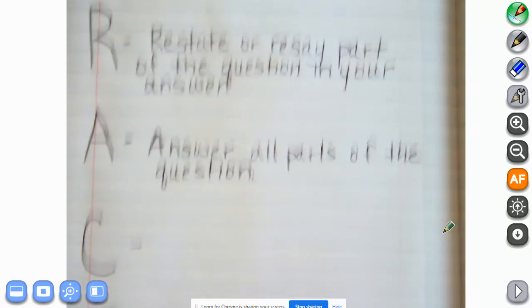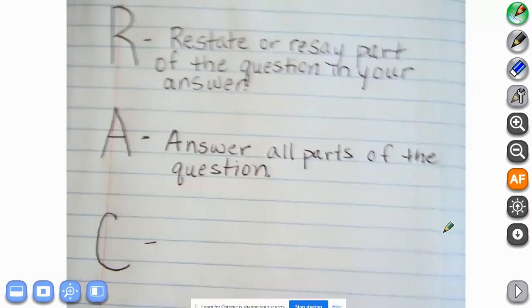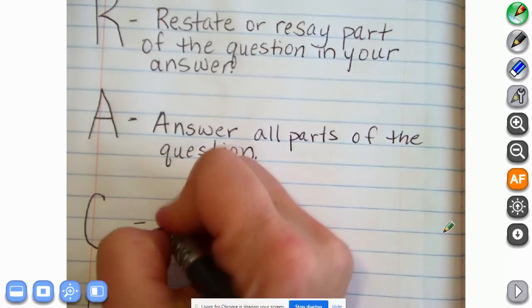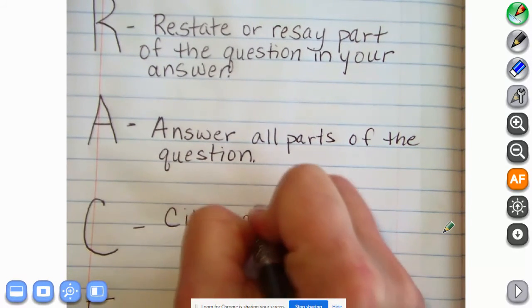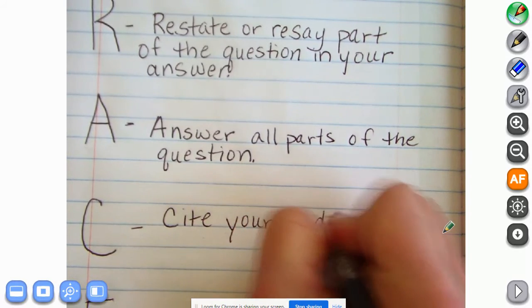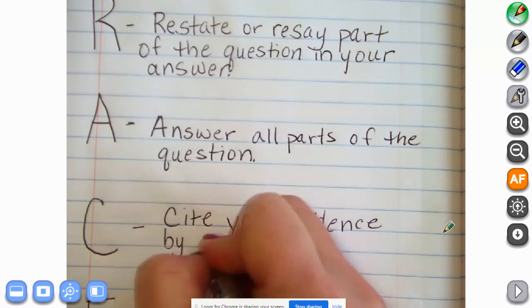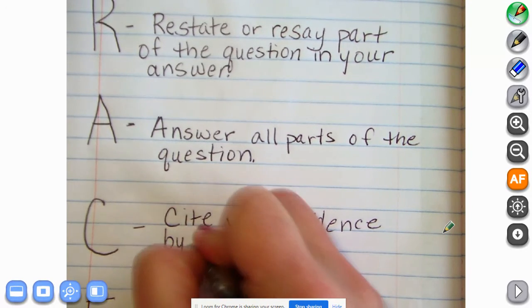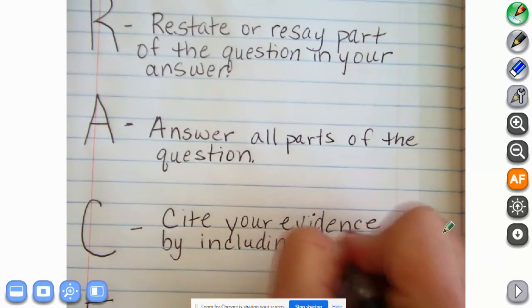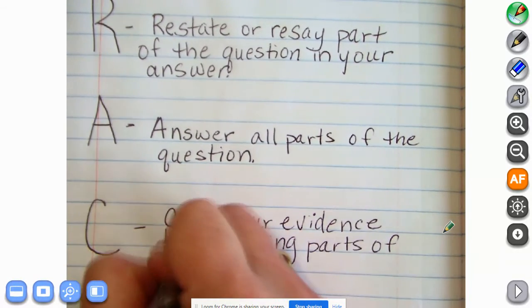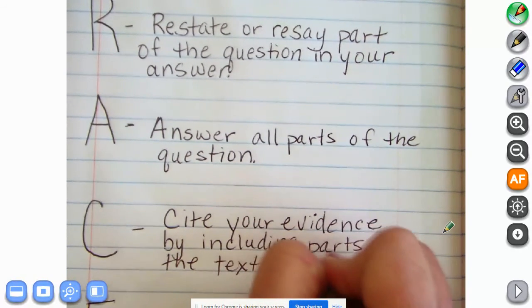Okay, and C stands for, and so if you need to pause, go ahead and push pause, guys. C stands for cite your evidence by including parts of the text in your answer.